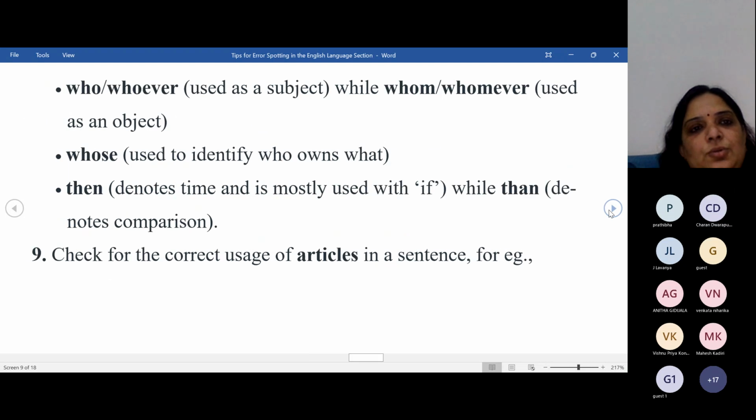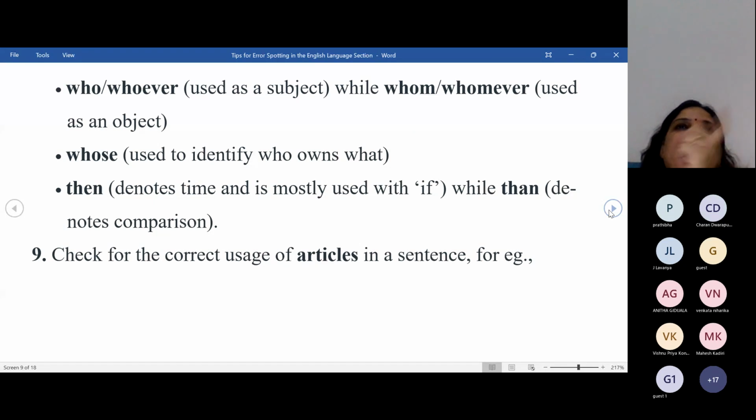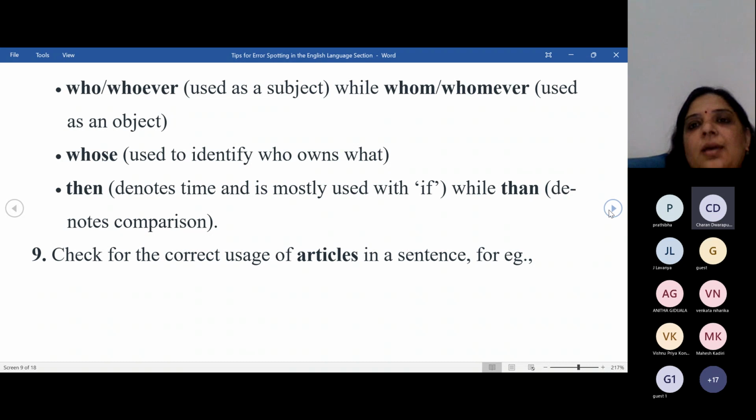So these two things you'll have to remember: who, whoever, whom, whomever. Okay, subject and the object. This is also very important. He is the subject pronoun and him is the object pronoun, right? He is going to the market. Then he asked him to give the ball to her, not to she. So object pronouns are always him, her, them, okay? And the subject pronouns are he, she, all those, okay?